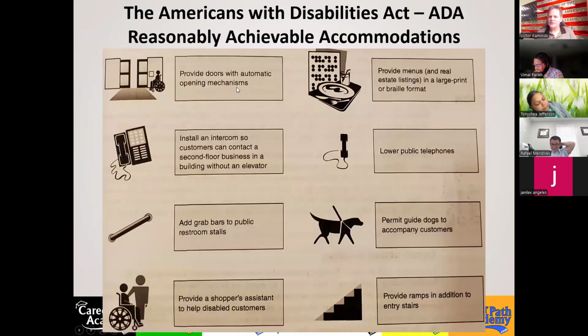Okay, ADA, once again, reasonable, achievable accommodations. We already went over all this stuff, you know. Having automatic door openers or intercoms for second story businesses where they could reach out to them, lowering public telephones, permitting guide dogs, adding grab bars to restrooms and stalls, providing personal shoppers to help people, adding ramps, things of that nature.